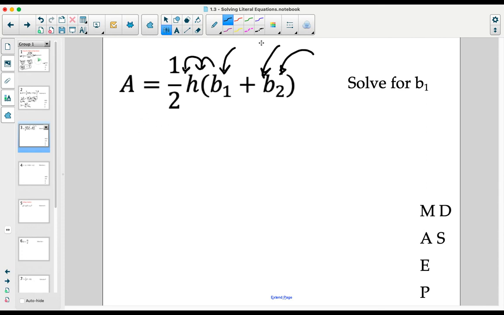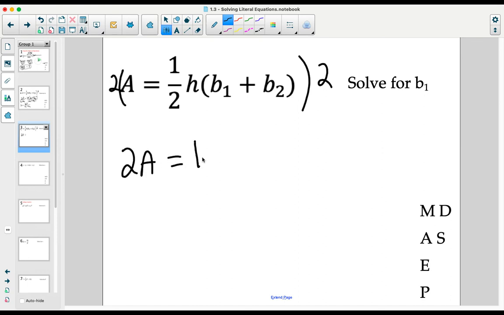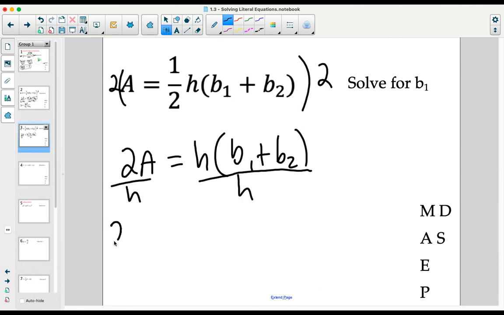So in this situation, we're going to do something similar to the last one. We're going to handle that 1/2 by multiplying by 2. We're going to move the 2 to the other side. And then we're going to get rid of the h. So instead of getting rid of the b1 plus b2, we're going to move the h over. And that gives us 2a over h is equal to b1 plus b2. And again, because that b1 plus b2 was in the parentheses, it needs to be dissolved last.